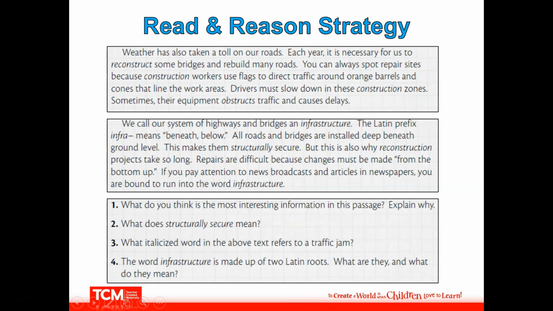So number 1 asks, what do you think is the most interesting information in this passage, and explain why. And basically what we're doing here is we're just asking them a basic comprehension question to see if they've actually read the passage. Number 2, we're going to ask them, what does the phrase structurally secure mean as it is used in the paragraph? Number 3, what italicized word in the above text refers to a traffic jam? And then number 4, the word infrastructure is made up of 2 Latin roots. What are they and what do they mean?